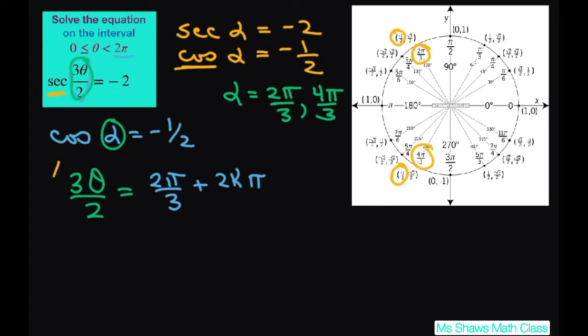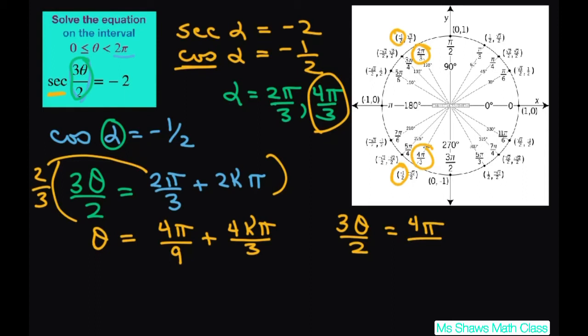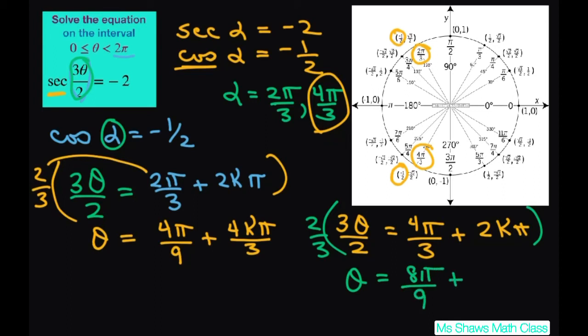Let's solve for theta. So we'll just multiply everything through by 2/3. When you multiply these two, you get theta equals 4 pi divided by 9 plus 4k pi divided by 3. All right, and now let's do this one. You get 3 theta divided by 2 equals 4 pi divided by 3 plus 2k pi. Now, multiply everything through by 2/3. That gives you theta equals 8 pi divided by 9 plus 4k pi over 3.